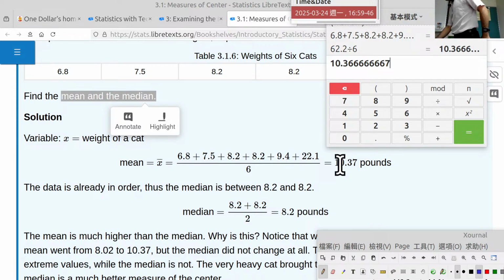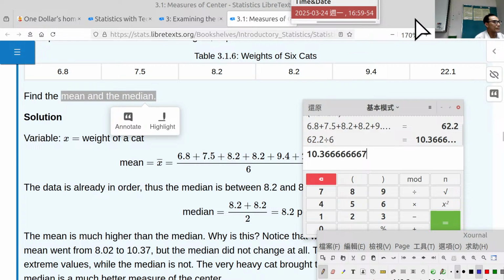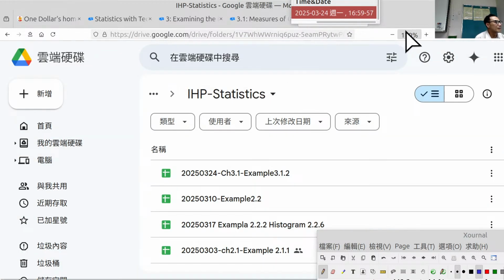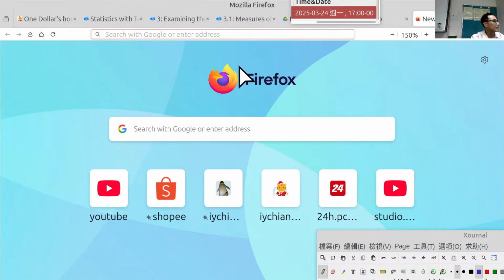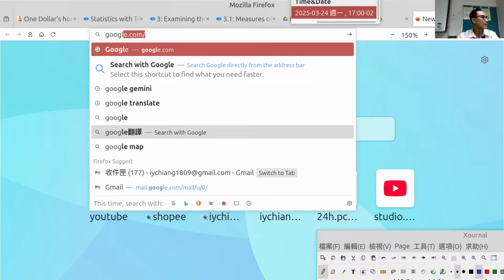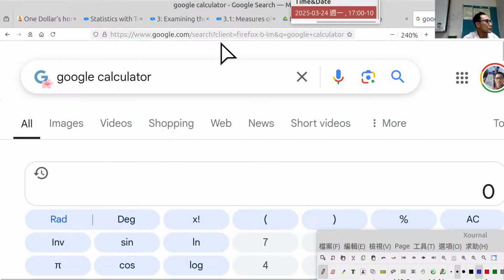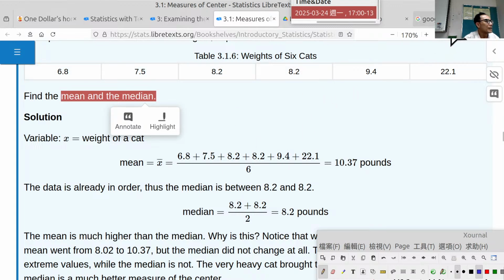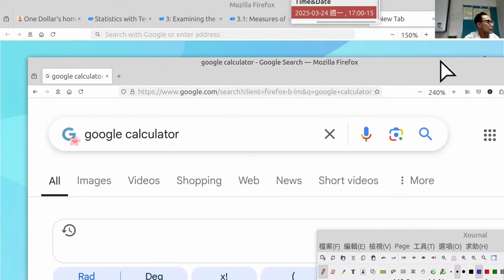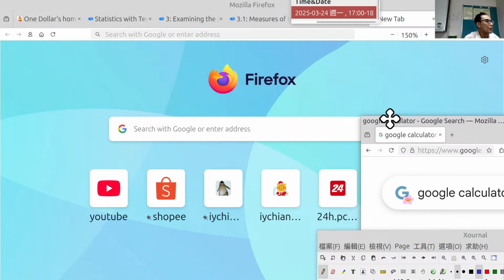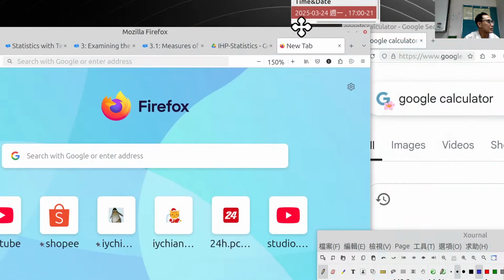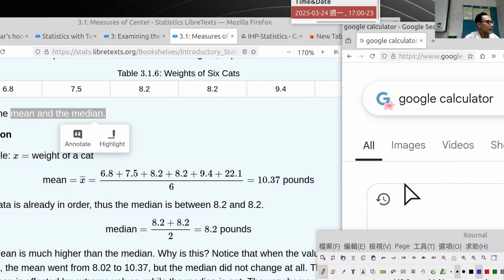Do you know any calculator software on your computer? Or you can use this one. On Google, you can use the calculator. Sorry, not translator, it's calculator. And I hope this time you can type it on your own, like this one.